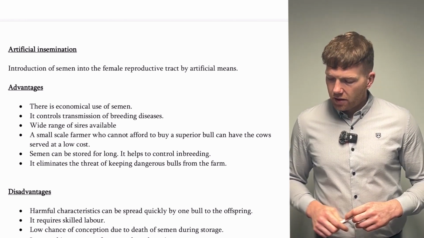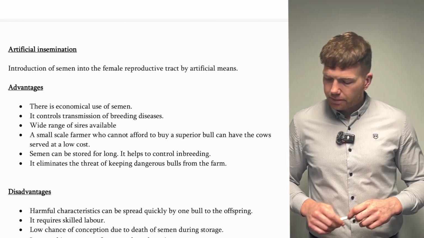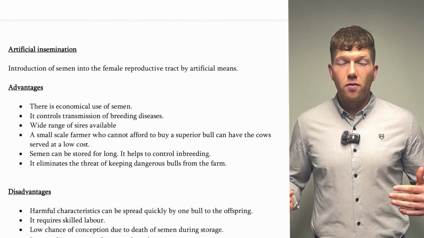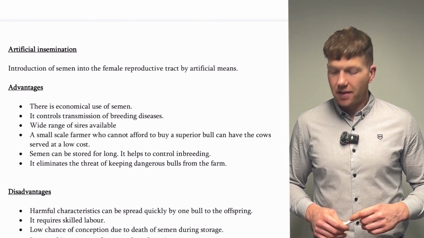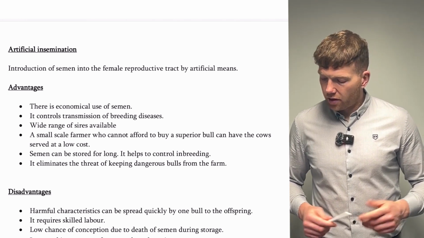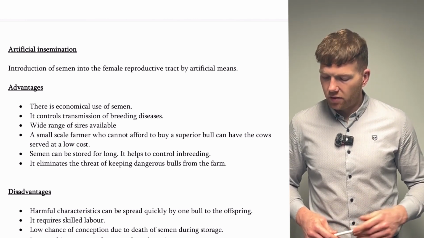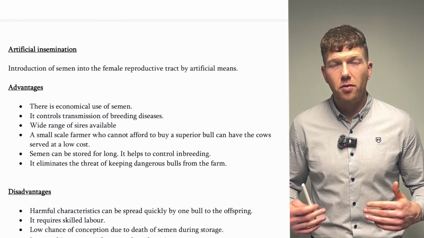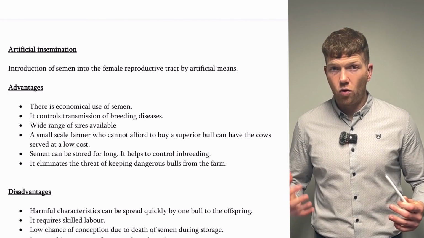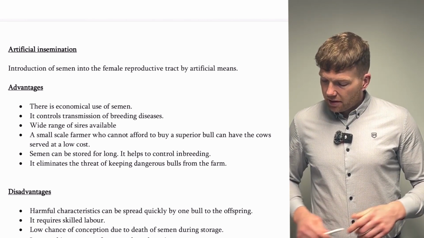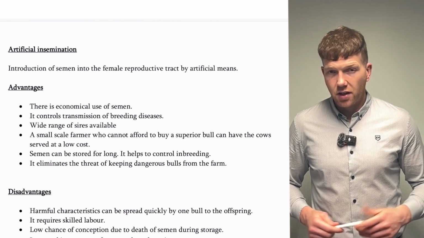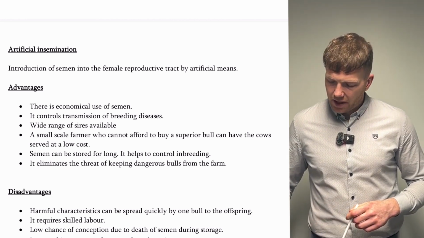Advantages: there's economic use of the semen. It controls transmission of breeding diseases. Wide range of sires available. So we've a catalogue of bulls that we select the best from. A small scale farmer who cannot afford to buy a superior bull can have the cows served at low cost. So you're getting the best bull semen, and their genes are passed on. They're going to come into your herd without having to own that bull. Semen can be stored, helps control inbreeding as well, and eliminates the threat of dangerous bulls on the farm. That's a big thing, health and safety.